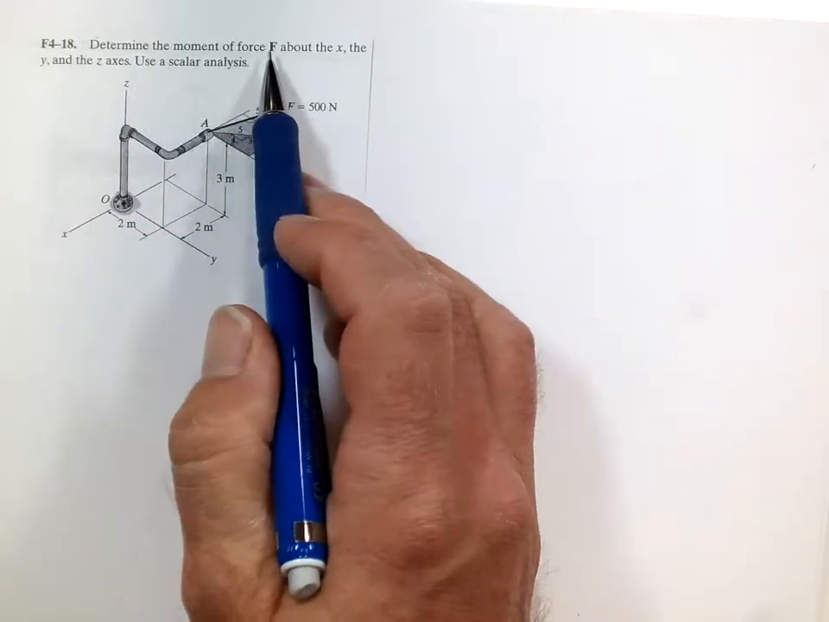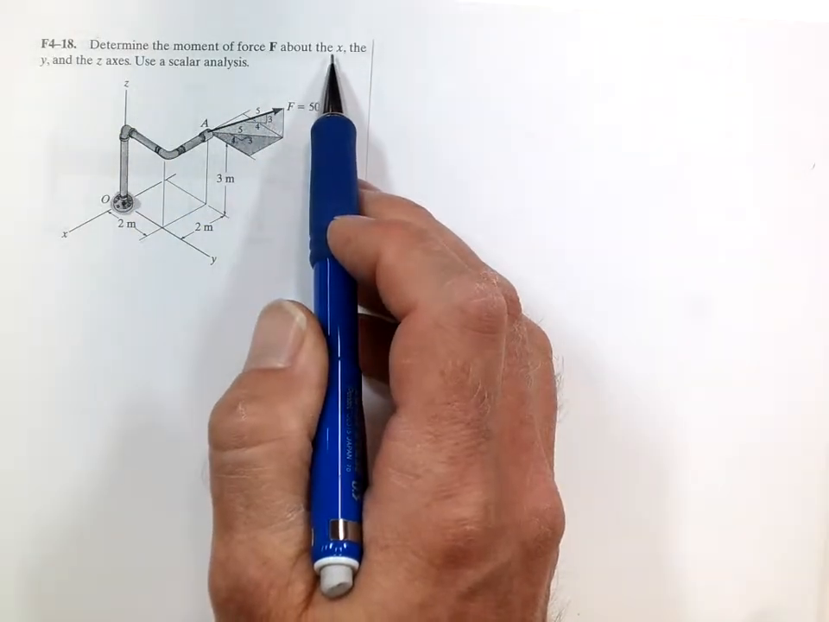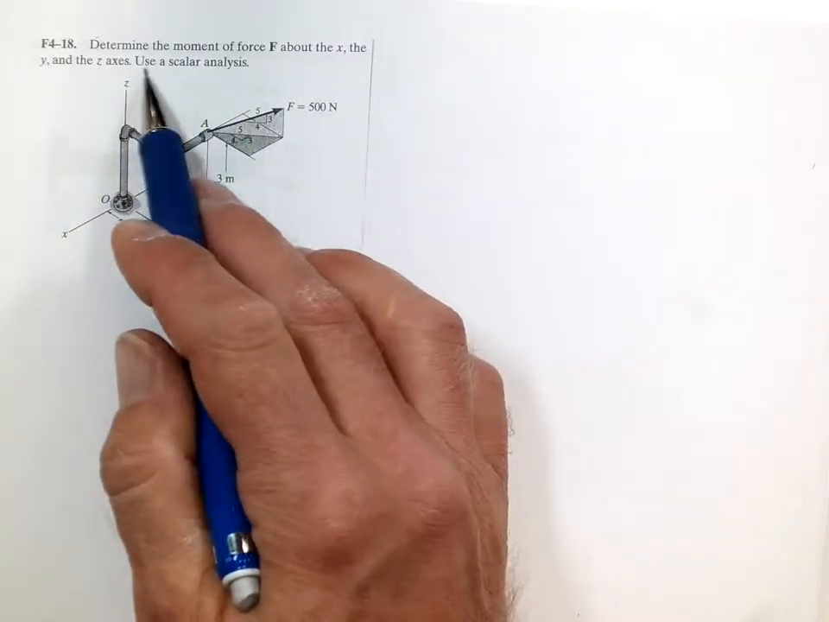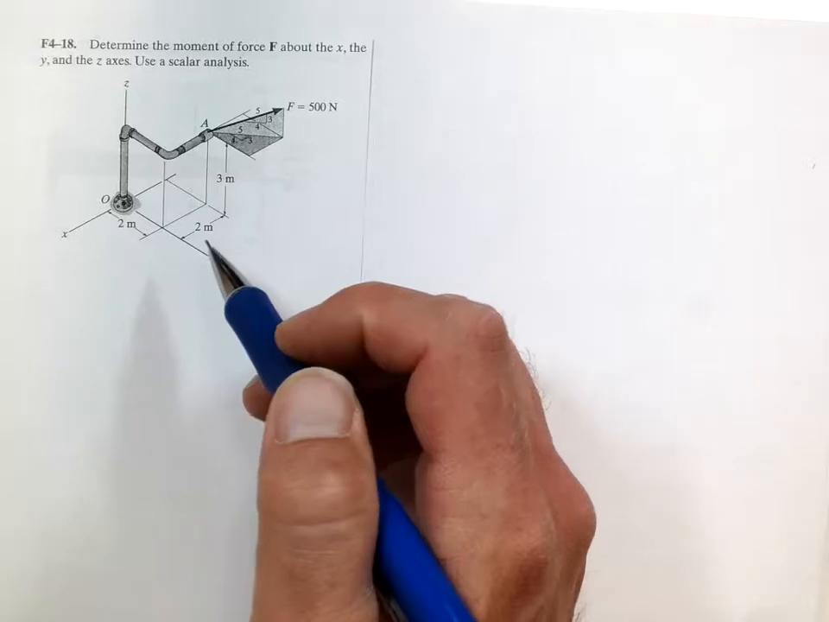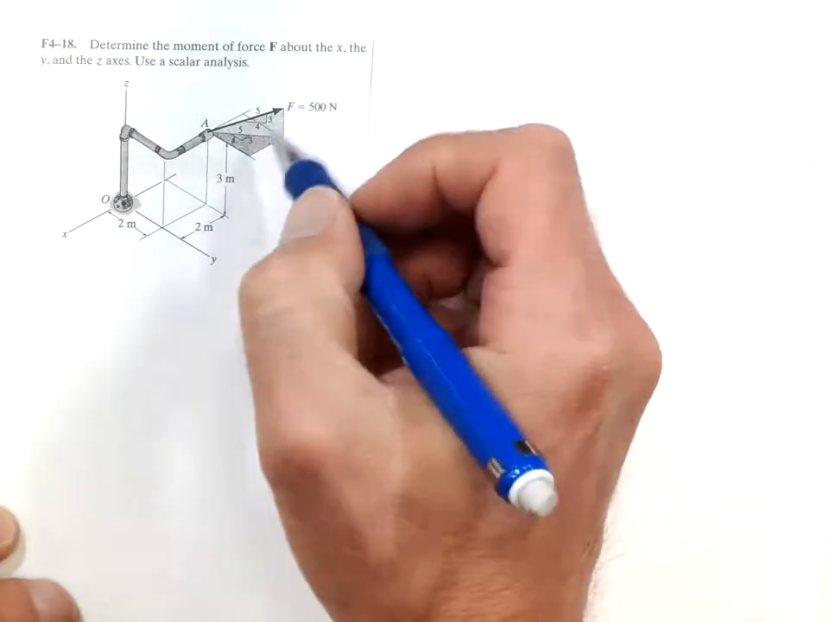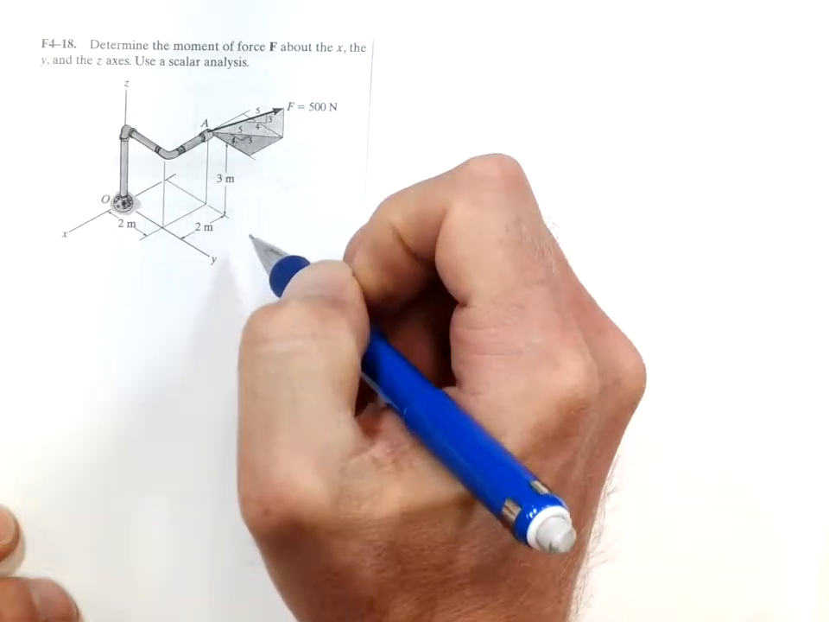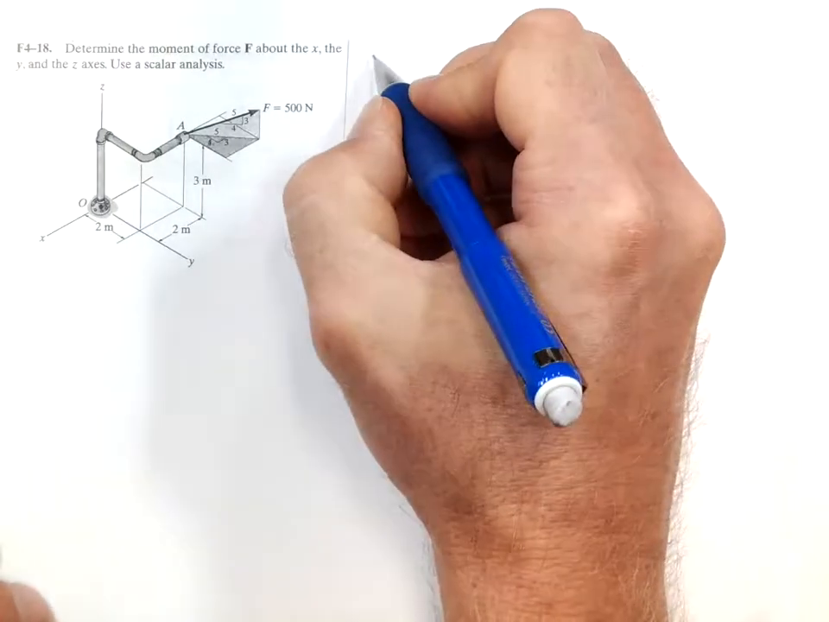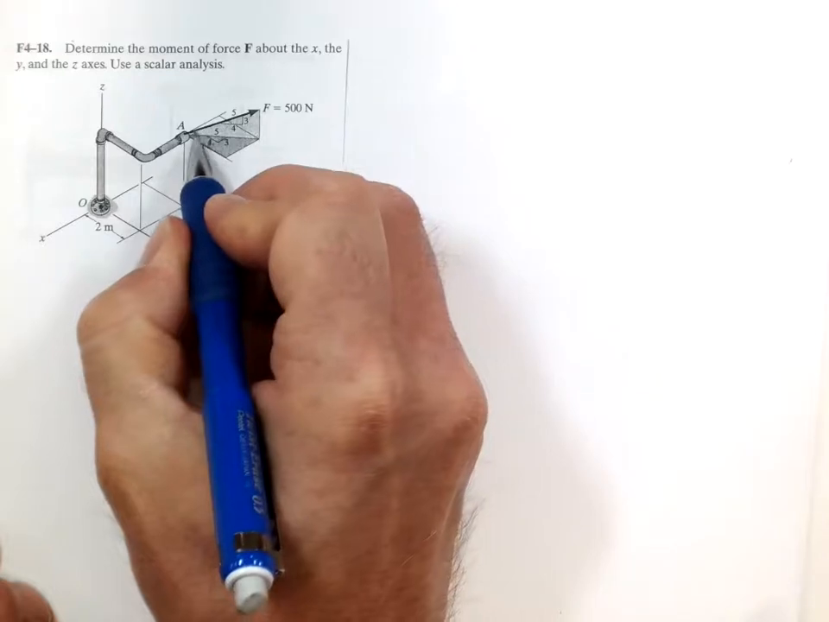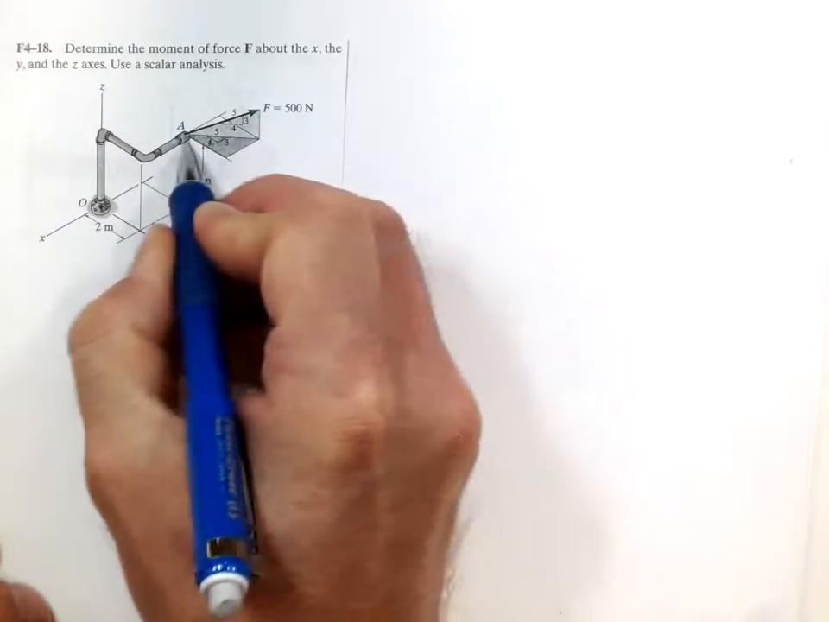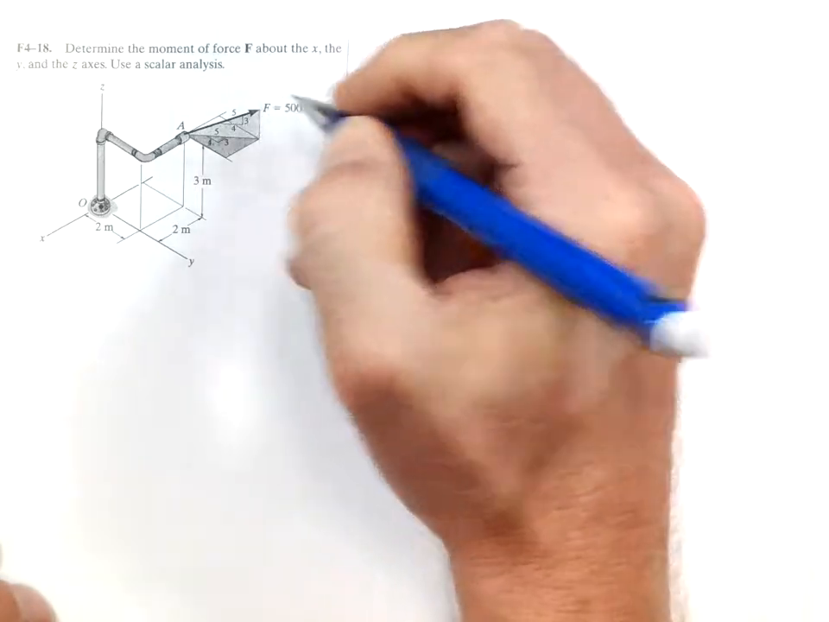Determine the moment of the force F about the x, y, and z-axis. Use scalar analysis, so they don't want us to do the cross product. So let's first break down this force into its components. Here you have the force, 500, goes into the Fxy component there and the Fz component.